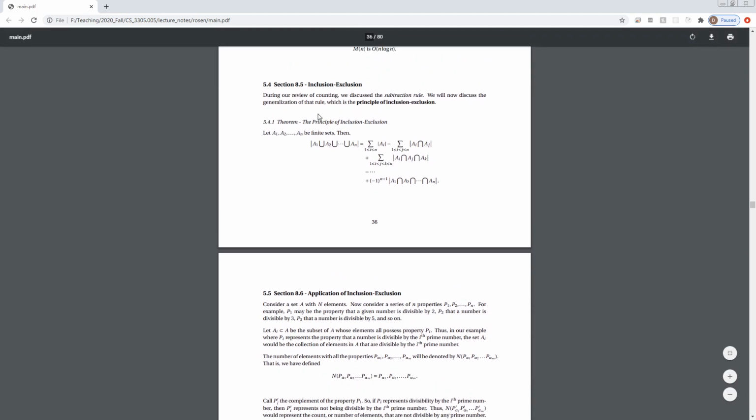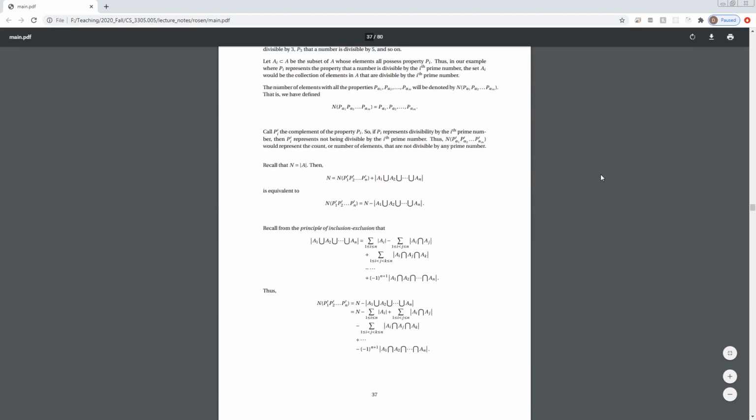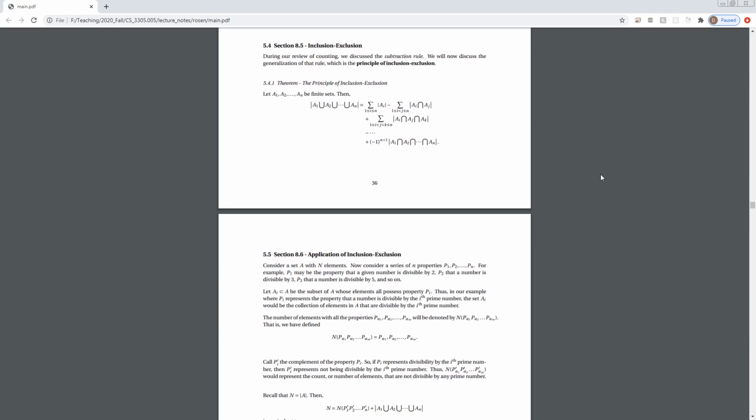Okay, and so we'll come back and do inclusion and exclusion next class, and we'll do relations, and we won't go further than relations, which is chapter 9, for the exam. We'll just save graphs and trees for later, for future fun.